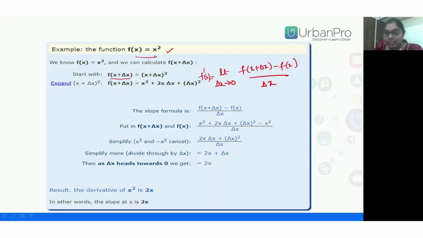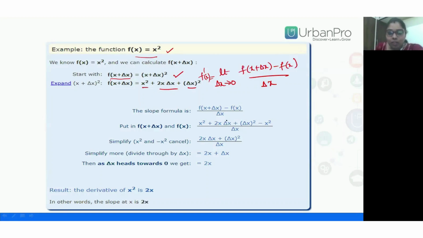We are putting x plus delta x. So f of x plus delta x is (x plus delta x) whole square. And we know (a plus b) whole square is a square plus b square plus 2ab. Okay, so now that we got everything, we just have to put that.